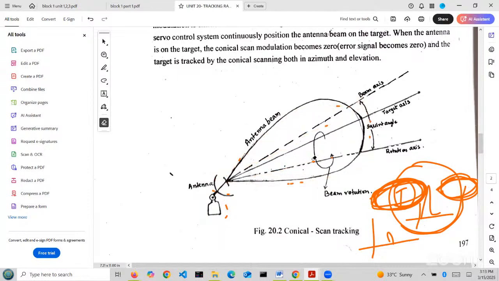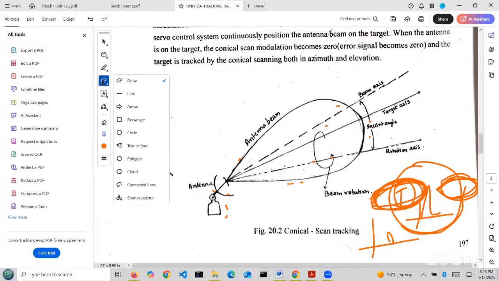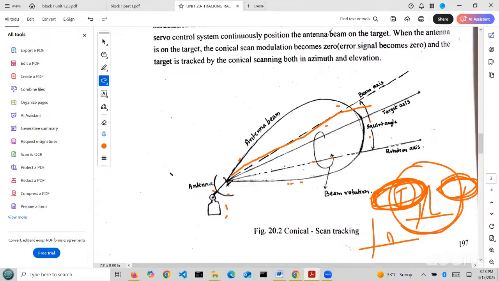Now, let's see here. One dotted line is there. This dotted line represents the beam axis. Another axis we have is called the rotation axis. Like this, the beam is rotating in a circular shape.